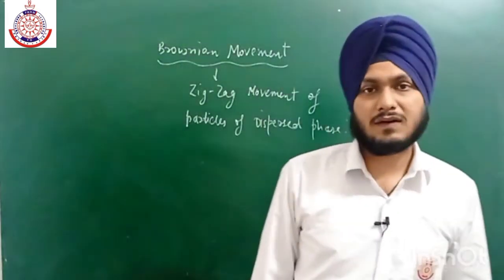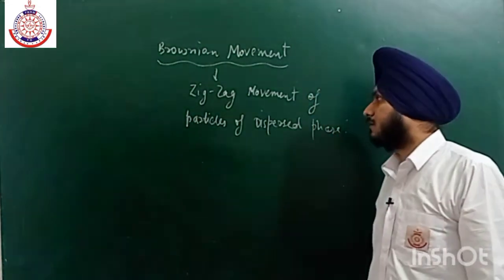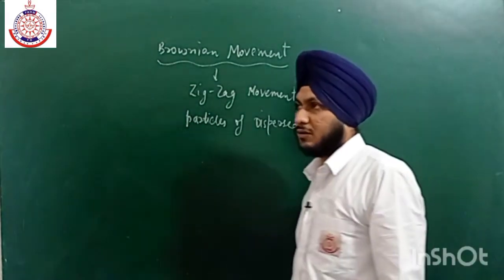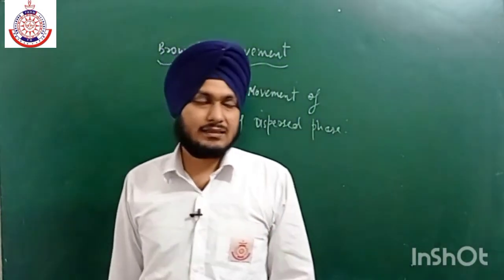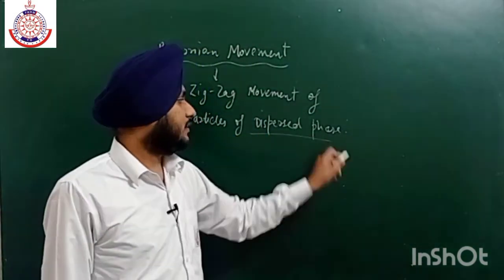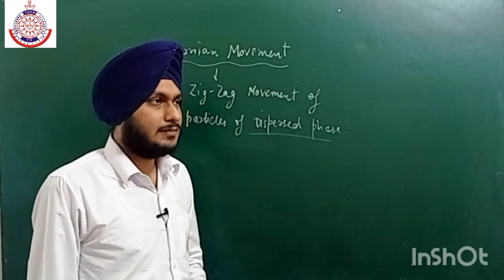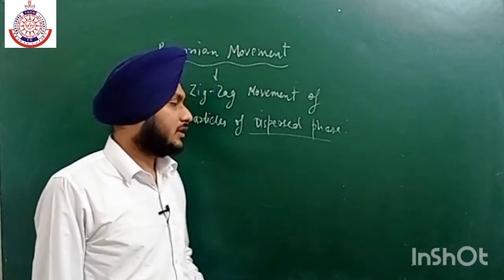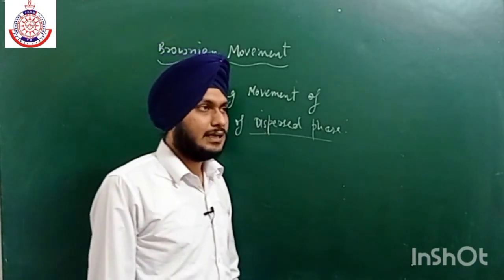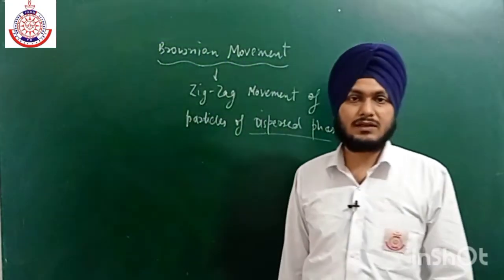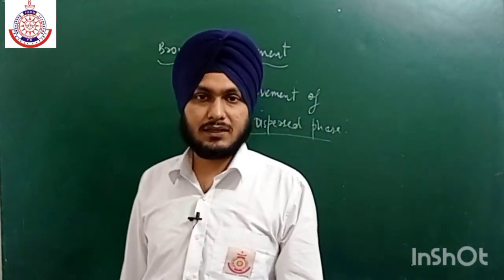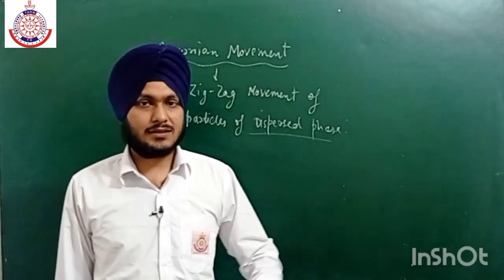Now what is the reason why these particles start moving in zigzag motion? Actually, the main reason is that when this dispersed phase is dissolved in the dispersion medium, some particles from the dispersion medium start colliding with the particles of the dispersed phase. So that is why this zigzag motion takes place.